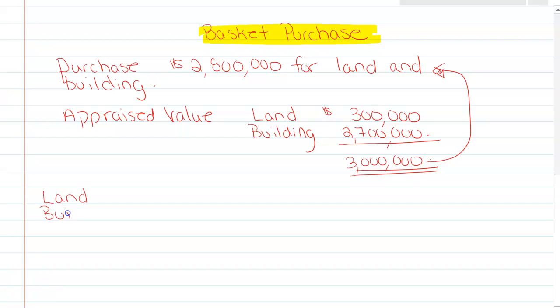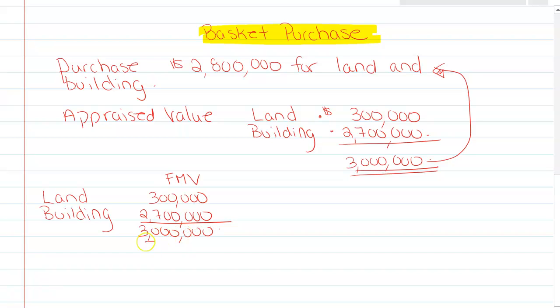So I'll record the land and the building, and FMV just means fair market value, and I'll just take this land, and I'll take this building. So that total is $3 million, and that's the fair market value. So if I take $300,000 and divide that by $3 million, that gives me 10%. And if I take $2.7 million and divide that by $3 million, that gives me 90%. So this has to equal 100%.